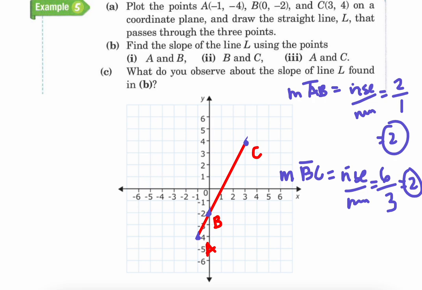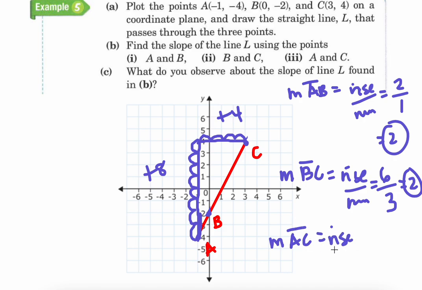And then the next one is figure out the slope using A and C. So from the very bottom to the very top. Oh, an even bigger triangle. Going up, so it's positive: one, two, three, four, five, six, seven, eight. Plus eight. Going to the right: one, two, three, four. So the slope of AC, rise over run, we got a rise of positive 8 and a run of positive 4. 8 divided by 4 is 2.